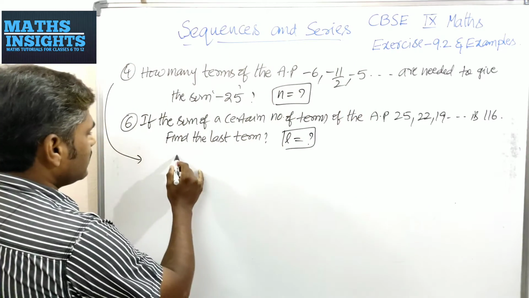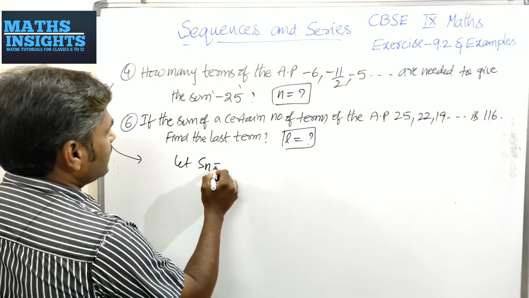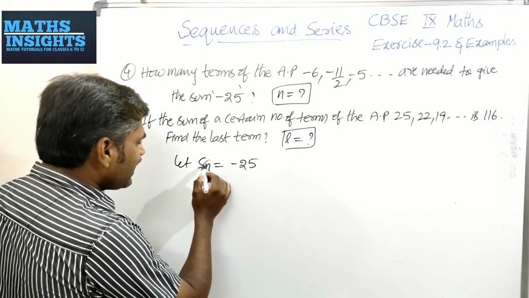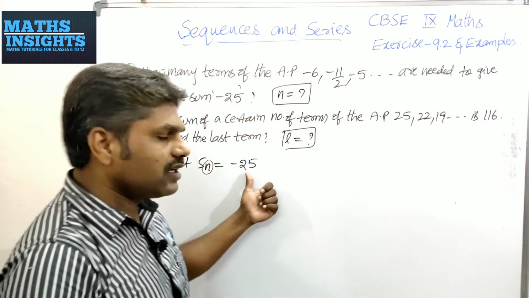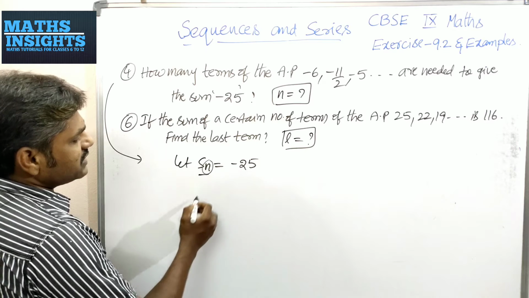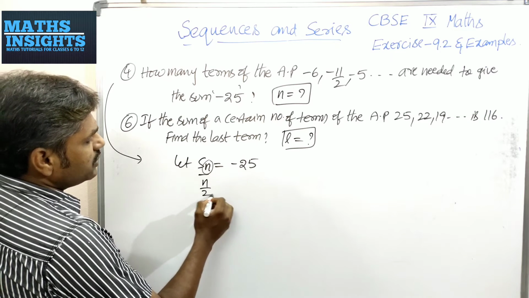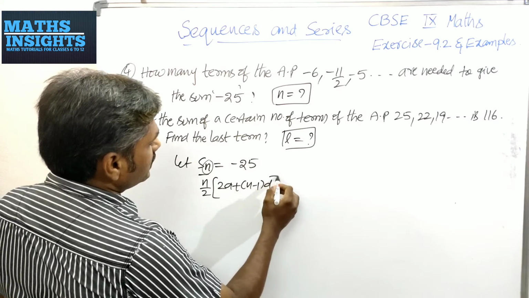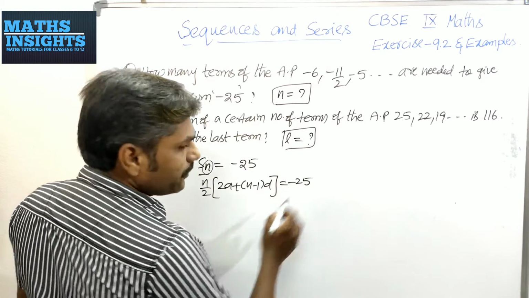Therefore let Sn equal minus 25, meaning on adding n number of terms you are getting the sum as minus 25. The formula for this is n by 2 into 2a plus n minus 1 into d, that is equal to minus 25.